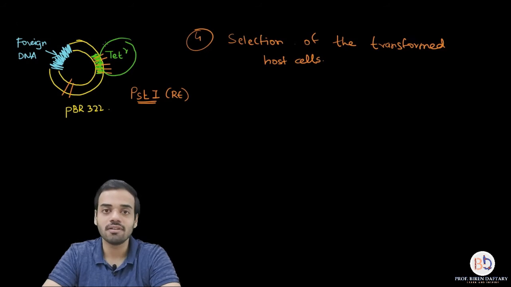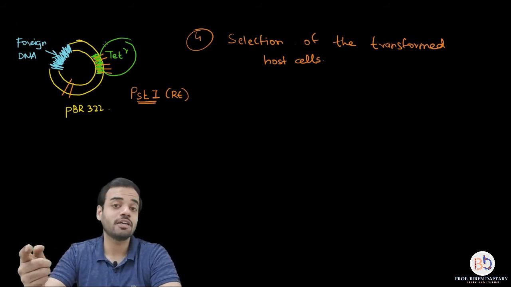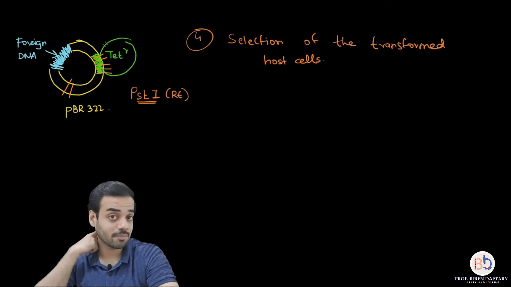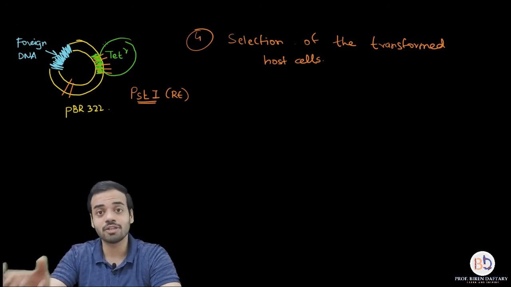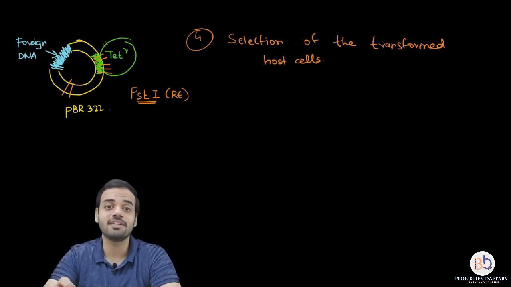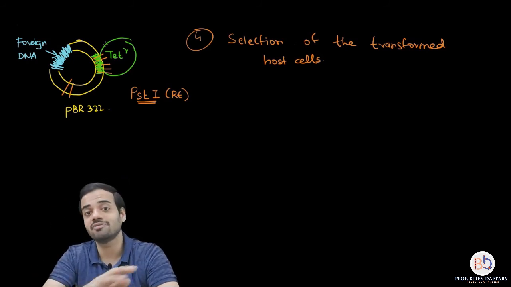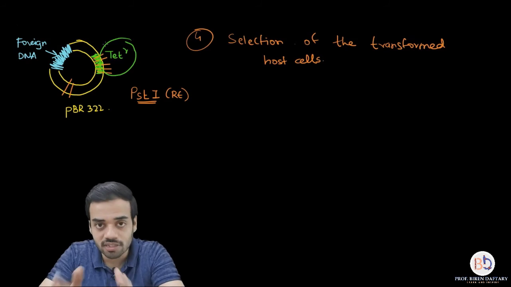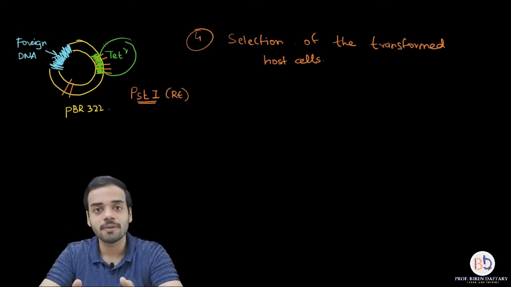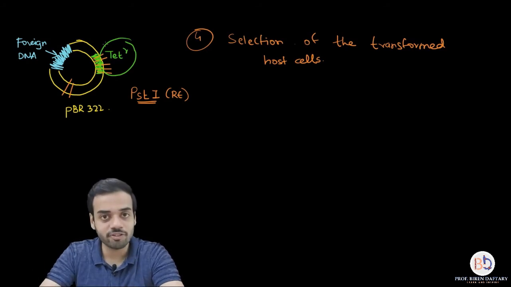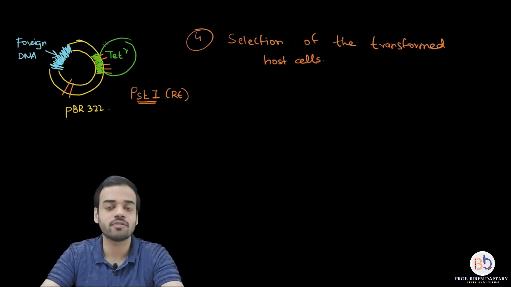Very simple. Suppose I would have used EcoRI as the restriction enzyme, then to differentiate between the two colonies, I would have poured ampicillin, because the ampicillin resistance gene would have been present and the tetracycline resistance gene would not have been present. So depending on the restriction enzyme you use, you pour a suitable antibiotic on the bacteria. The transformed ones will be saved because they have resistance, the non-transformed ones don't have resistance.